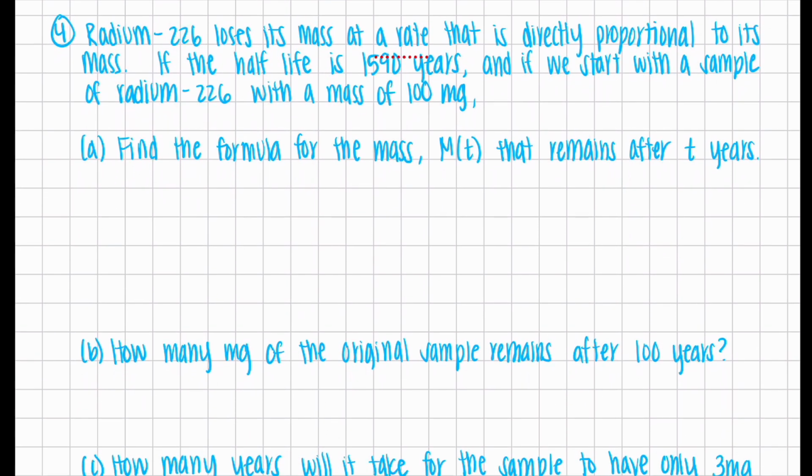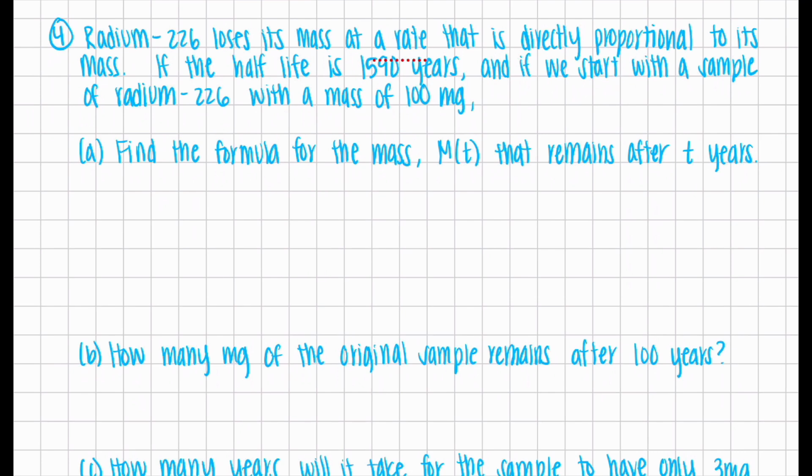This one says radium-226 loses its mass at a rate that is directly proportional to its mass. So notice that that is that differential equation. dm/dt equals km, if m is our mass. Then it says if the half-life is 1,590 years, and if we start with a sample of radium-226 with a mass of 100 milligrams, and then we have our question.